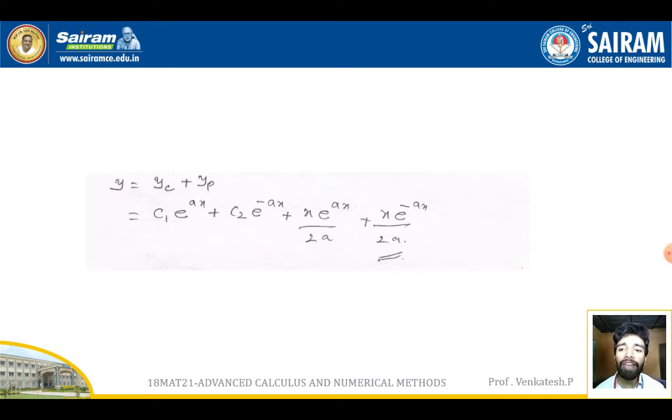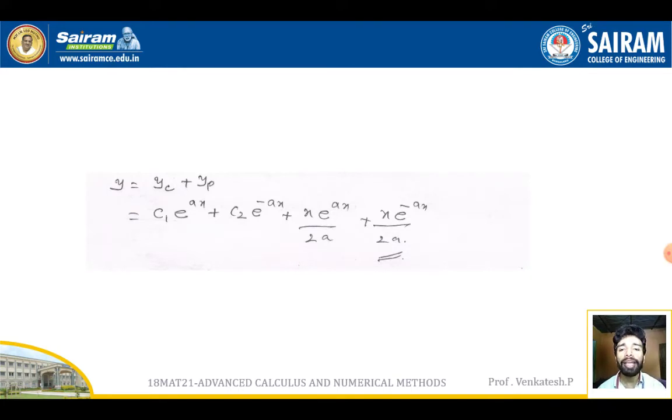So the final y solution will be y is equal to yc plus yp. So it is a combination of both the complementary function as well as the particular integral. So I got the solution like c1 e power ax plus c2 e power minus ax plus x by 2a e power ax plus x by 2a e power minus ax is a solution for the given differential equation.